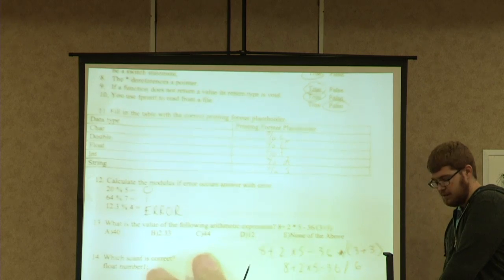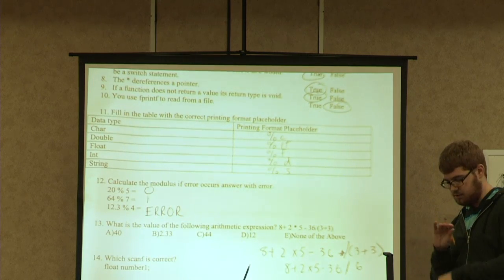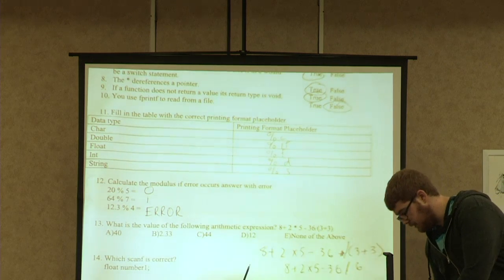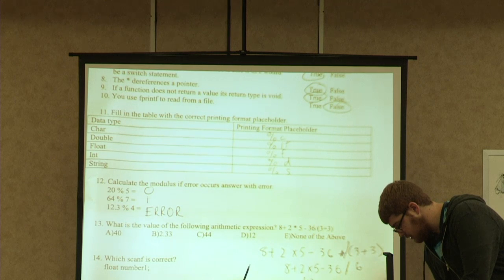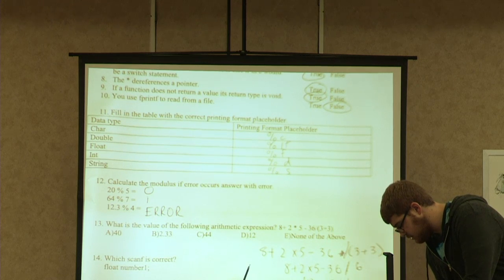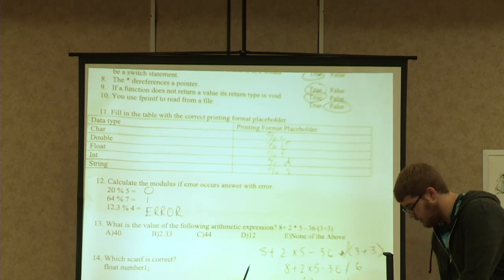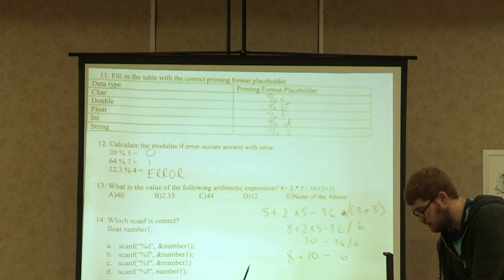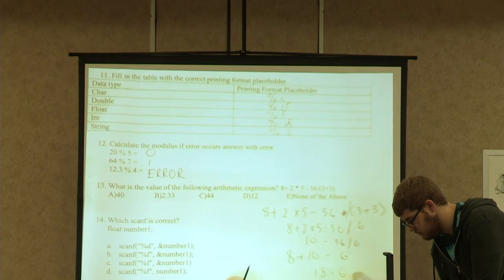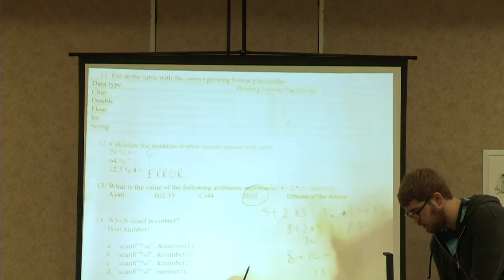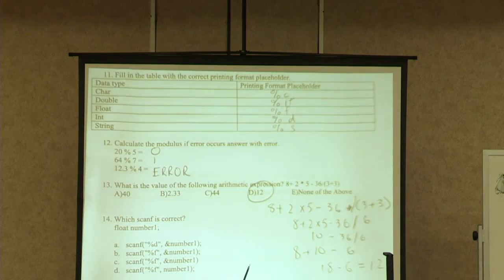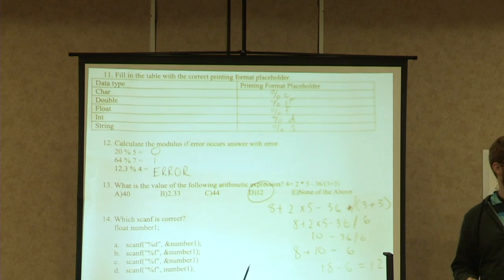So then we got 8 plus 2 times 5, which is greater. We also have a division sign here. They're equal, so you just do them in order as you read from left to right. So 2 times 5 is 10, minus 36 divided by 6, which would be 6. So then we got 8 plus 10 minus 6, which would be 18 minus 6, which would equal 12. So you are correct. Does everyone get that? Basically the same thing you learned in algebra.